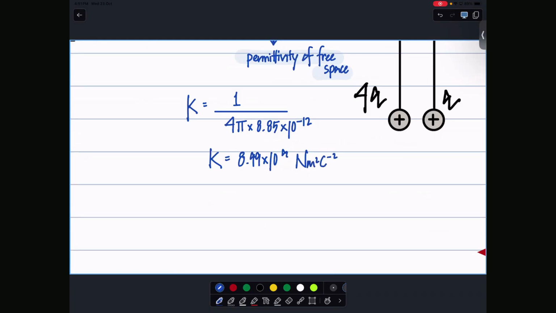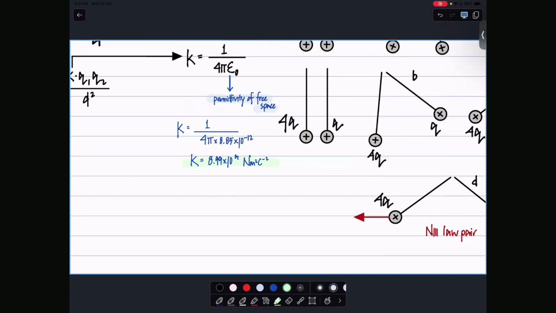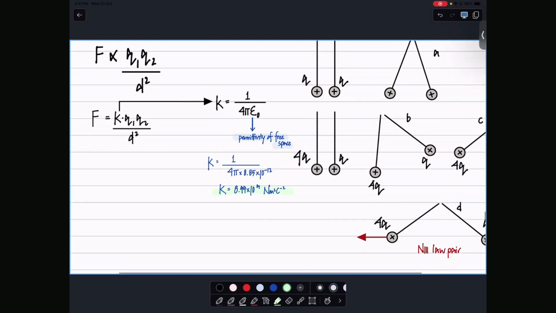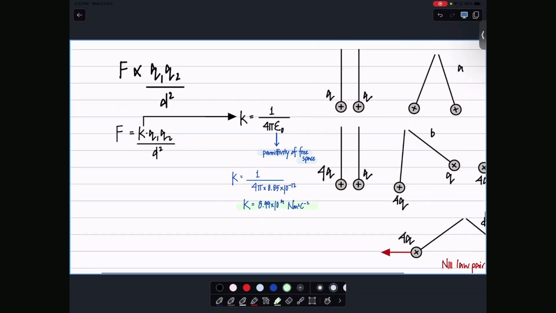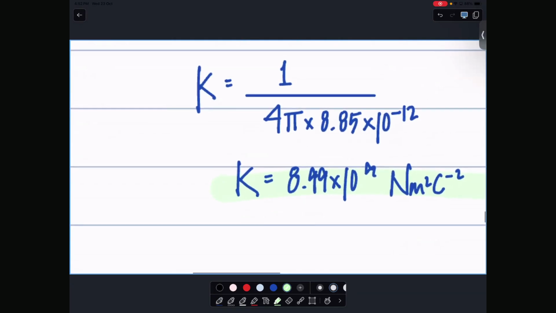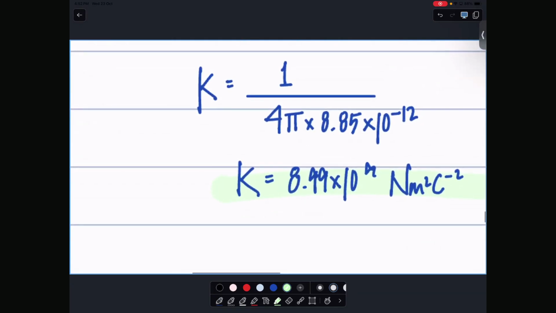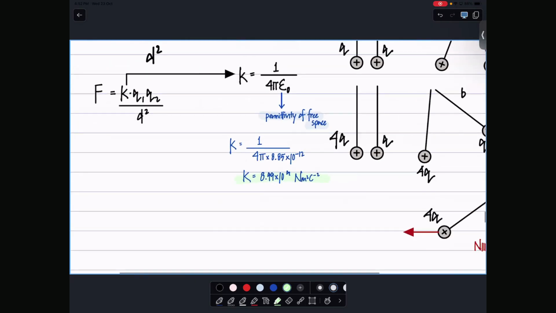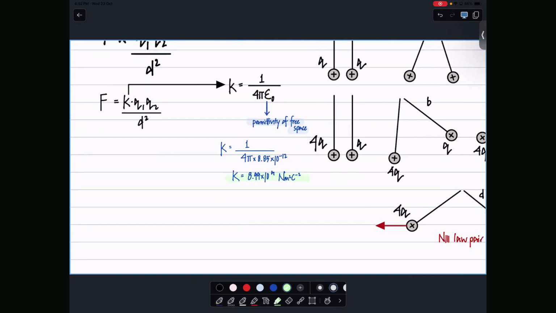Why did I bring this up? It's because it's strikingly different from your gravitational constant. The gravitational constant was 10 to the power minus 11, and this is 10 to the power 9, which makes it a very strong force. Gravitation, by the way, is the weakest force in the universe. Electric field and electric forces are quite strong because the constant is very large. Look at that, 10 to the power 9. Strong nuclear force is the one that brings protons and neutrons together. So this is the Coulomb's constant.